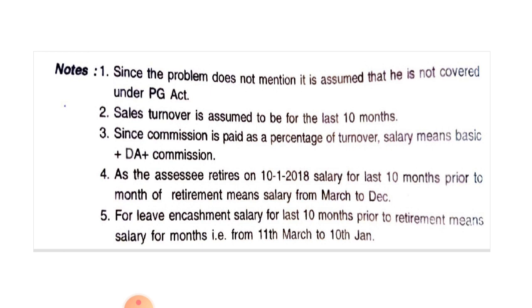Next, as he retires on 10th January 2019, salary for the last 10 months prior to the month of retirement means salary from March to December. That is for the calculation of gratuity. And for leave encashment, salary for the last 10 months prior to the retirement means salary for the months from 11th March to 10th January, that I also explained.